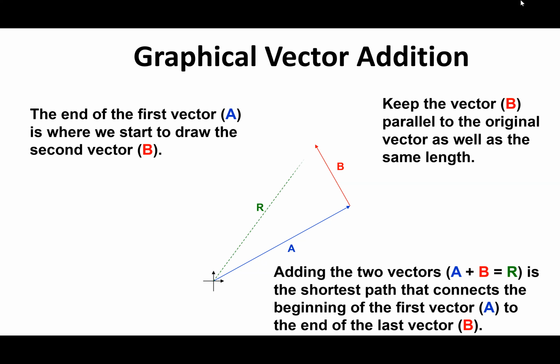I have a question. Yeah. So A would be like the object's movement, and then B would be like some other force acting on it. Is that what you said? That would just be an example, a pretty common example.